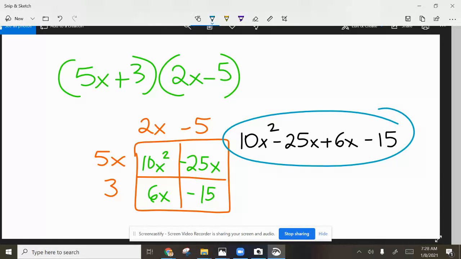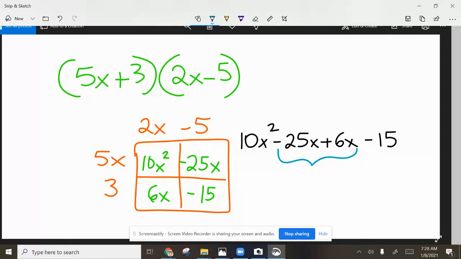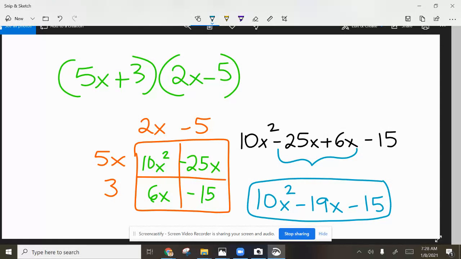I look at all this: is it done, or can I combine anything? Is there anything in here I can combine? You know I can combine those two terms. All right, so your final answer is 10x squared minus 19x minus 15. Okay. Pretty easy.